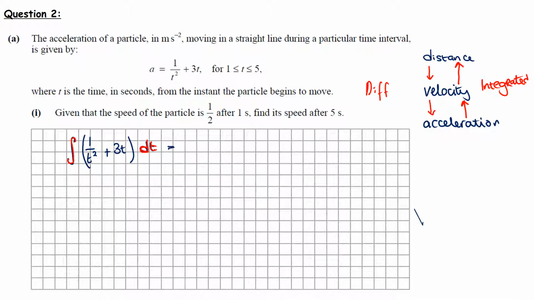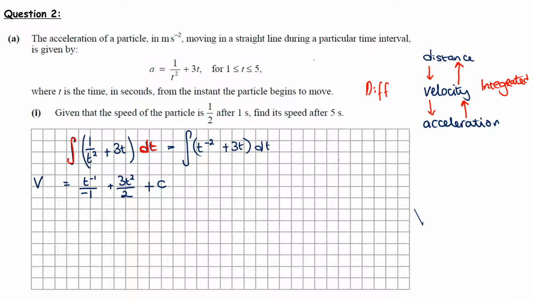Now, we have no limits of integration here, so what we have is an indefinite integral. So before we integrate, it might be easier to write everything as a power. So we have t to the power of minus 2 plus 3t, and this is all dt. Now, when I actually integrate, I'm going to use my rule, which says add 1 to my power, which gives me minus 1, and then divide by my power. Add 1 to my power, and divide by my new power. Now, because we're not using limits of integration and we're using the indefinite integral, we have a plus c. So this is my velocity. I'm going to call it v.